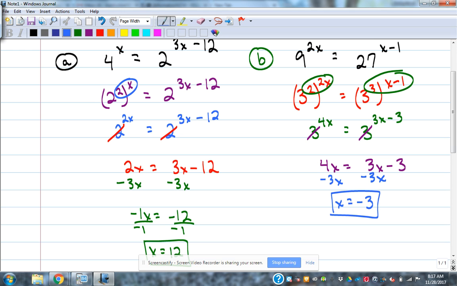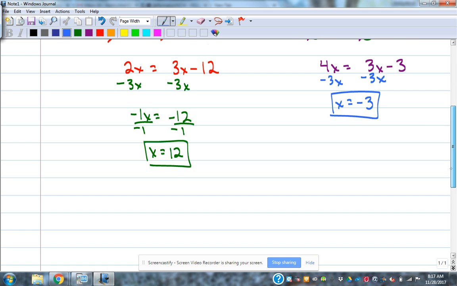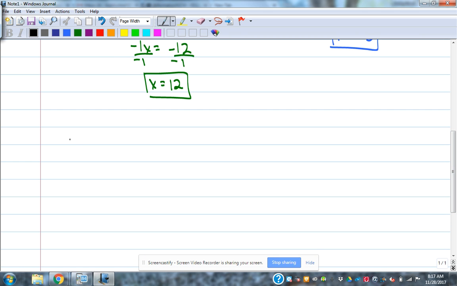So these are exponential equations because the variable's in the exponent. That's what makes them exponential. But not too difficult, you just got to think about bases and exponents for doing these. Let's do a more difficult one.